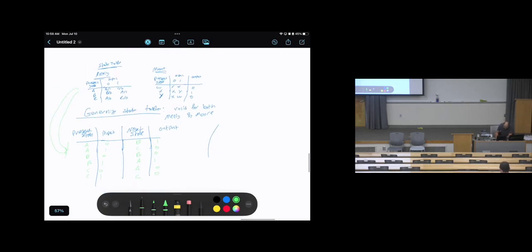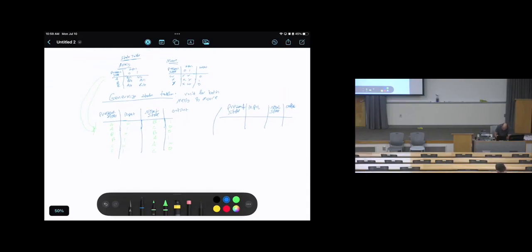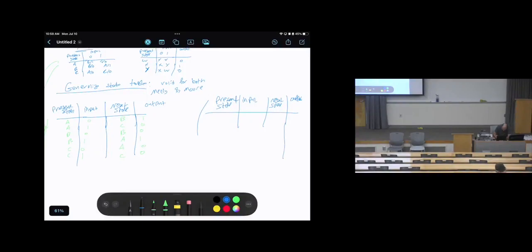How about trying to apply this to Moore's model? In Moore's model, we have present states, inputs, next states, outputs. It's the same way. The good part about the generalized model is that we don't need to do it for everything. It can cover both cases. So here we need to convert this. Here is state A, B, B, C, C. So with input 0, 1, 0, 1, 0, 1.